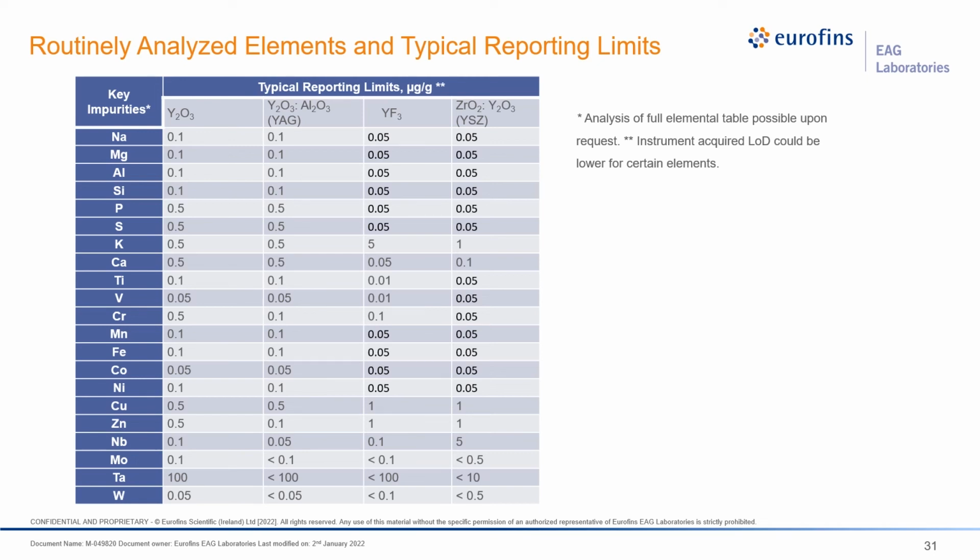We want to point out that lower reporting limits are possible, as I said, by optimizing the analytical parameters, such as extending the integration time, lowering the resolution without compromising mass interference issues, and boosting the signal intensity, the matrix signal intensity.